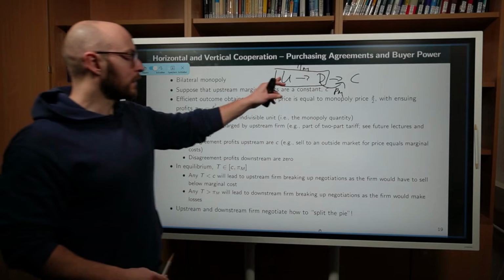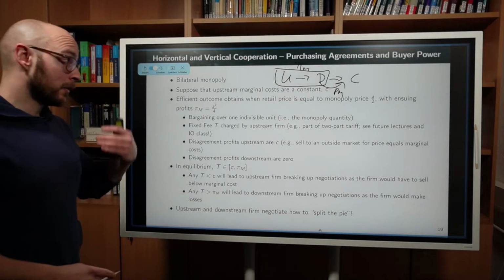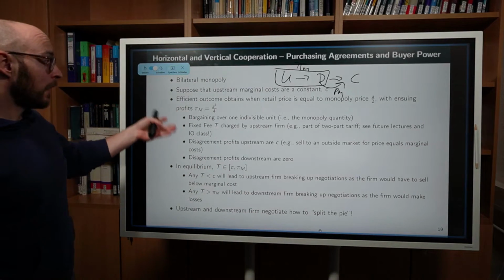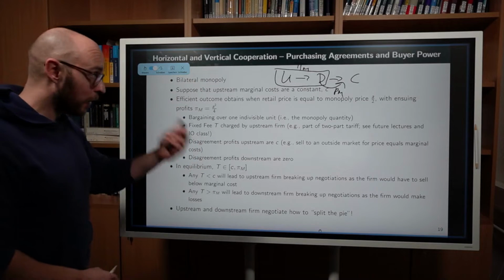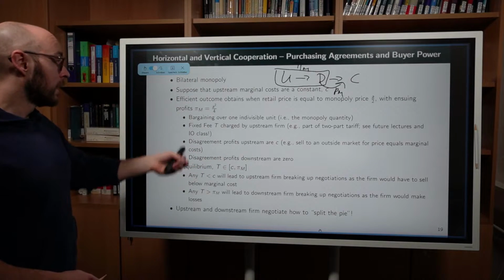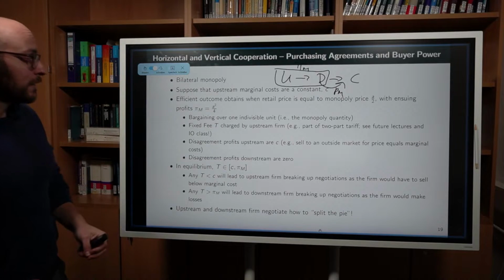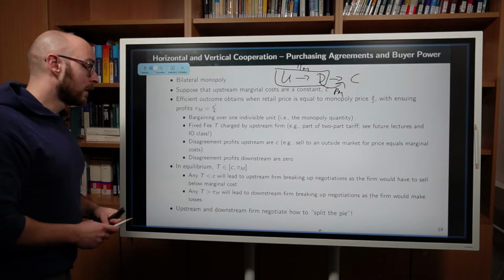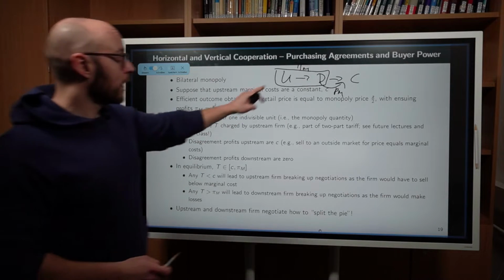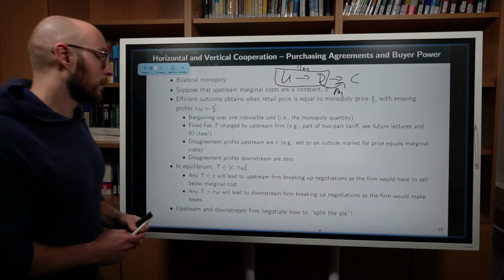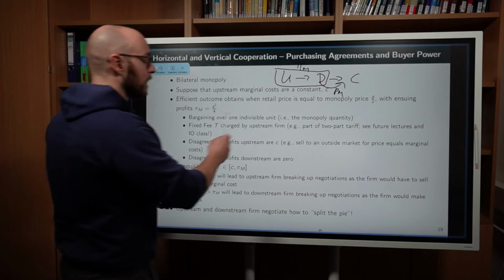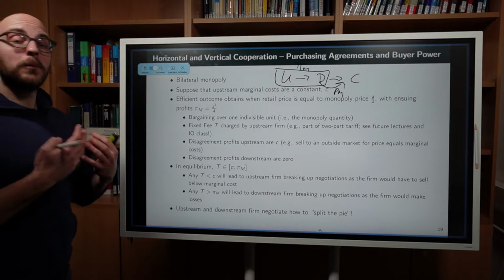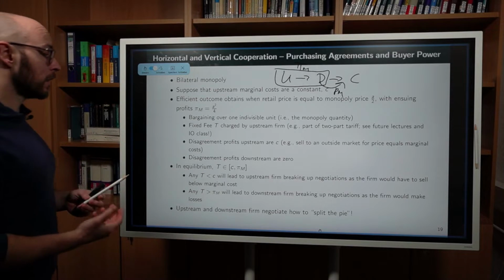So the upstream tells the downstream firm, look, I sell you the monopoly output at a given price. This price is for one quantity of output, namely the monopoly quantity, at a fixed price of T, and we call this price a fixed fee, or a fee in that case, as it's only one quantity. We could also call it a price. And that's the fixed fee that is charged by the upstream firm from the downstream firm for selling the downstream firm this monopoly quantity.